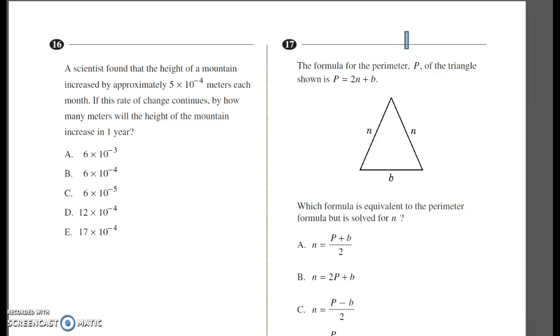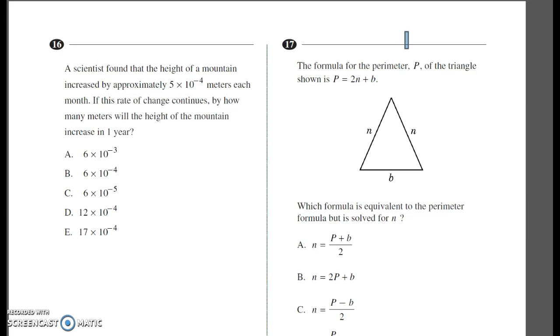Today we're looking at the free practice math test for the HiSet version FPT-6A, and this is starting with question number 16, which deals with scientific notation. A scientist found that the height of a mountain increased by approximately 5 times 10 to the negative 4 meters each month.